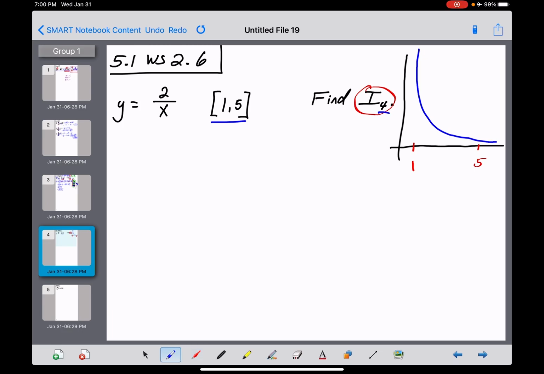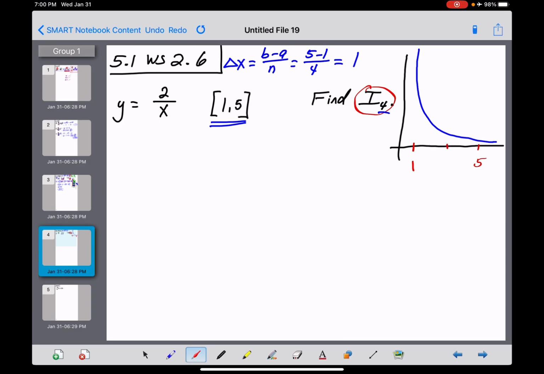They gave you n, they gave you a and b, so the formula we need to know here is that delta x is b minus a over n. So for us in this problem, it's 5 minus 1 all over 4, and this is really convenient. 4 over 4 is 1. That's the width of our subintervals.